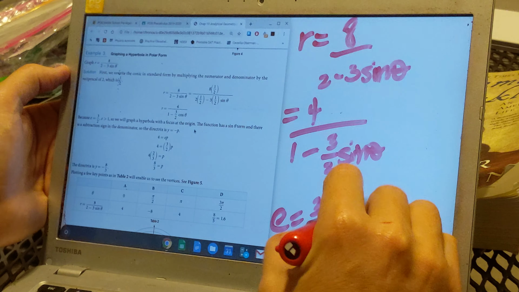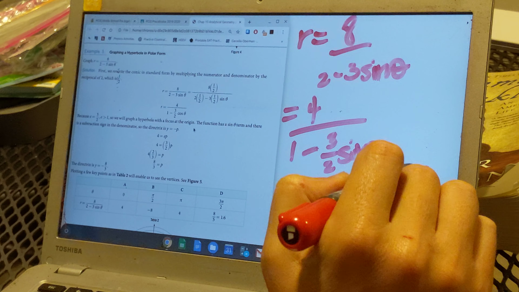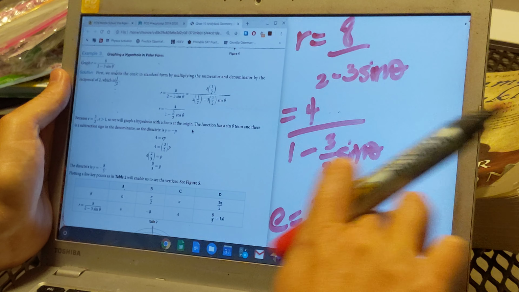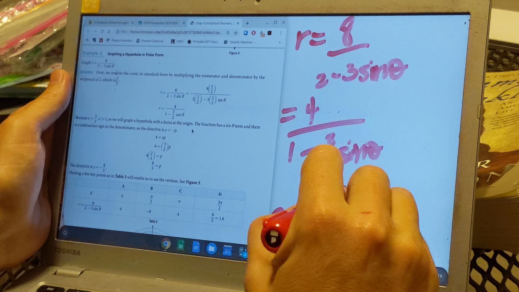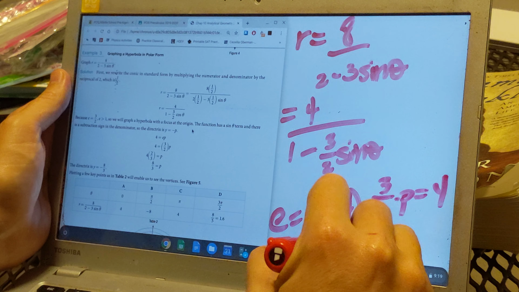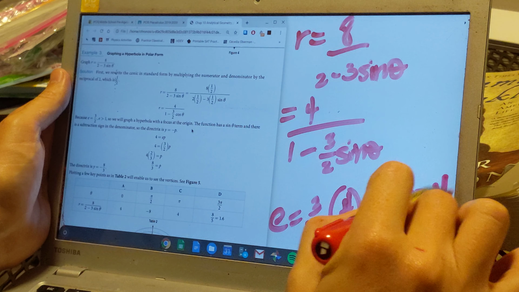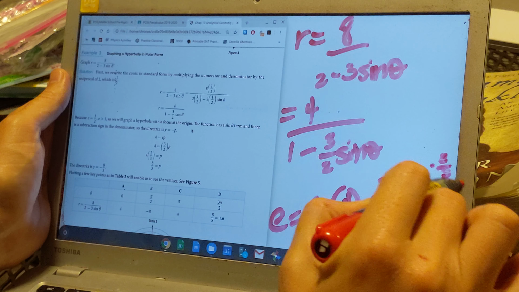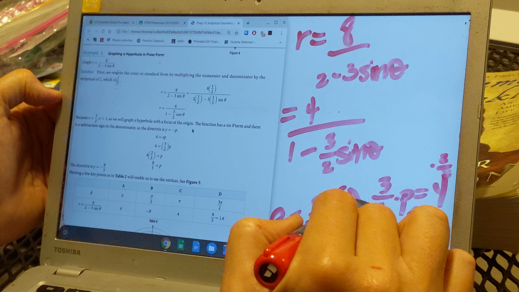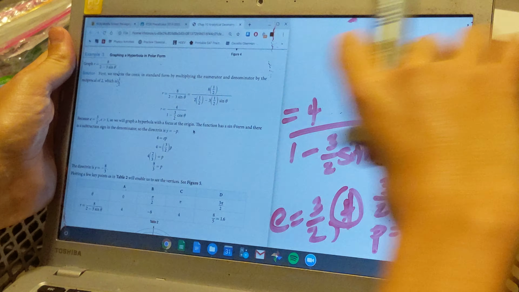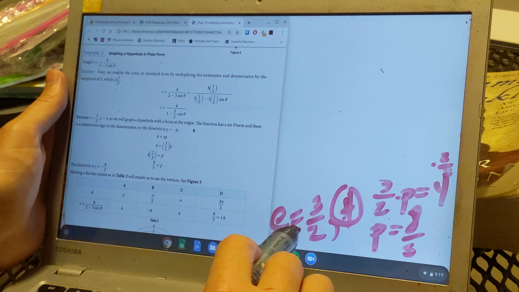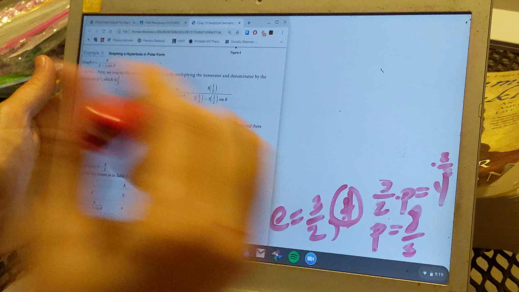Great. Our p-value is going to be, let me actually write this out because it's a little more complicated than that. It's actually going to be 3/2 times p equals 4. So times 2/3 on both sides. So 8/3 is our p-value. Cool, we got all that going. So we know it's a hyperbola, and we know the p-value is 8/3.